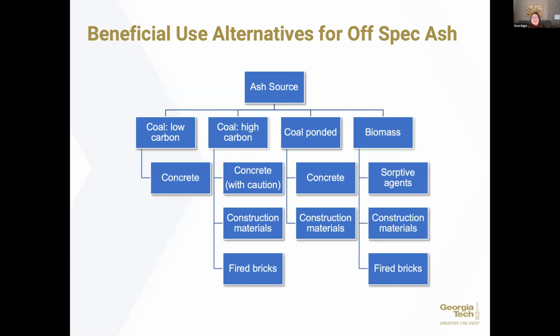So let's take a look at this. Essentially what this means is we can look at the ash source. If we have coal ash with low carbon content, we want to put that in concrete. It's the best application. If we have coal ash with high carbon content, we can in some cases use that in concrete, but we have to be careful. We can use it in construction materials. We can use it in fired bricks. If we have coal ash that comes from ponded applications, we've seen success with that in concrete applications as well and other construction materials. And then finally, the biomass ash, we did not have great results with it in concrete.